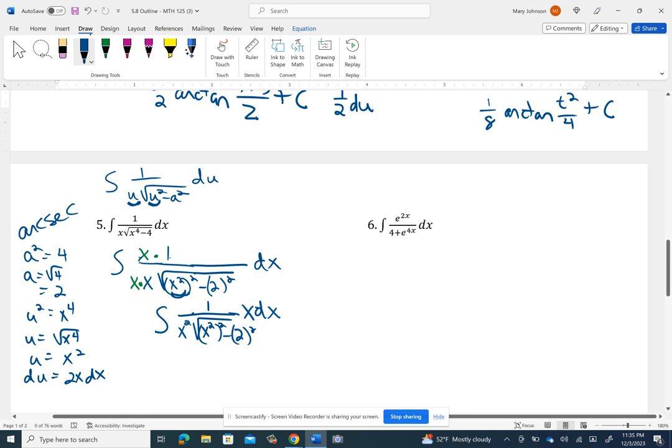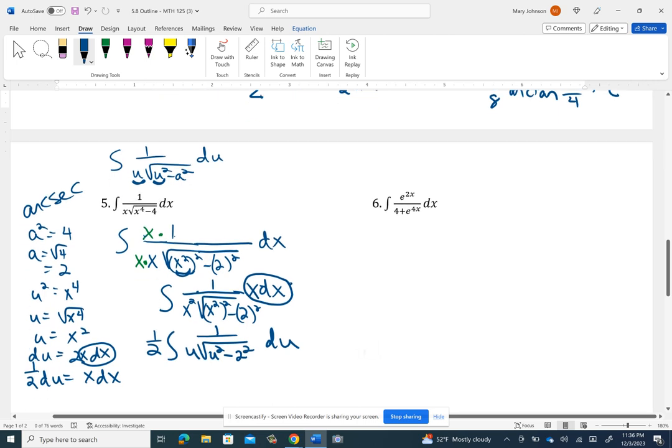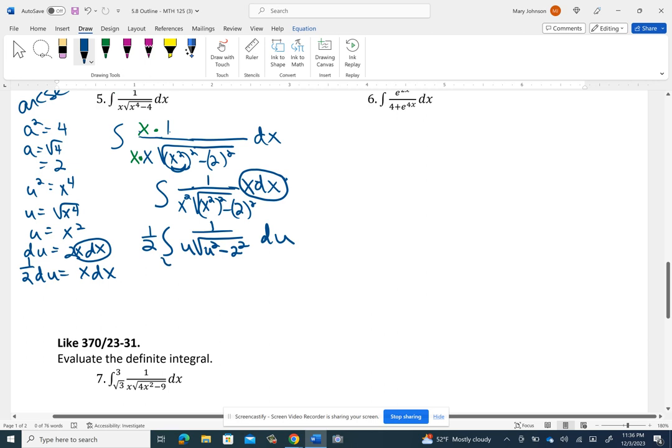I'm just going to put my u's into it. So the x dx, I'm going to be able to put in something related to du, but you got to watch it, because notice here is x dx. We'd have to do 1/2 du to get the x dx. So I'm going to replace the x dx with 1/2 du there at the end. And then this will be 1 over the u, and then this will be square root of u squared minus 2 squared. Now that's fitting the formula precisely, this part.